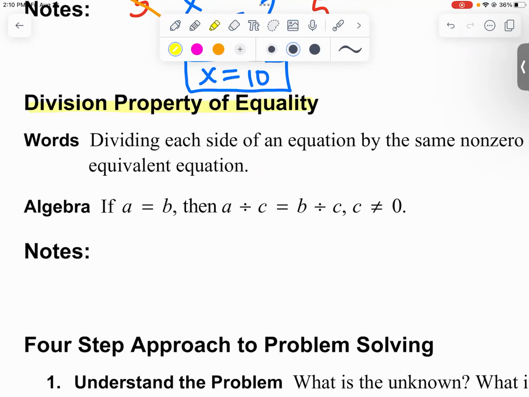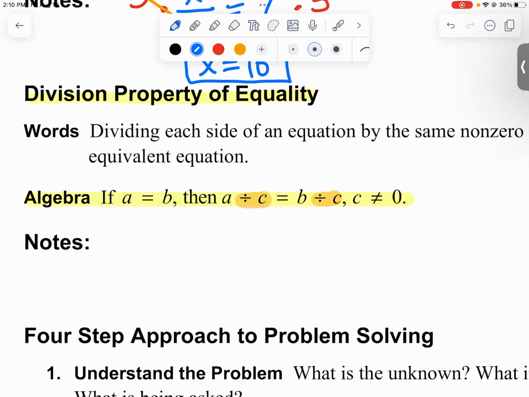The division property. If A equals B, then I can divide both sides by the same number as long as I am not dividing by 0. Do not divide by 0. Is that the one that's got no friends? That, yeah, your calculator will explode. Okay.